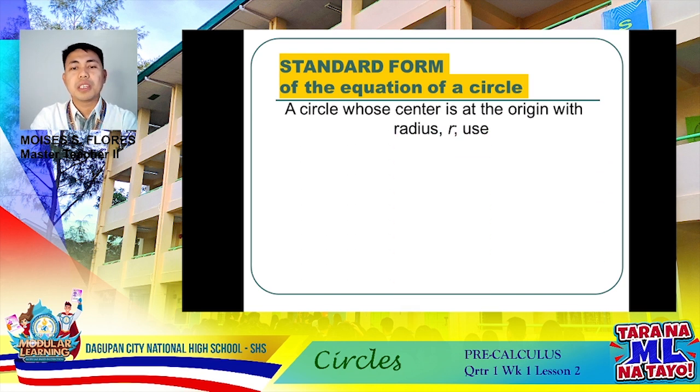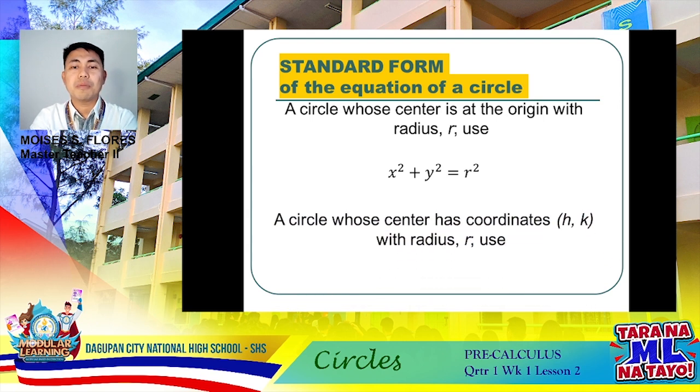We have two types. First, a circle whose center is at the origin with radius r. There you have the formula x squared plus y squared equals r squared. Of course, r stands for the radius. On the other hand, the second type of the standard form is a circle whose center has coordinates (h, k) with radius r. The only difference from the first one is that it is (x minus h) quantity squared plus (y minus k) quantity squared equals r squared.